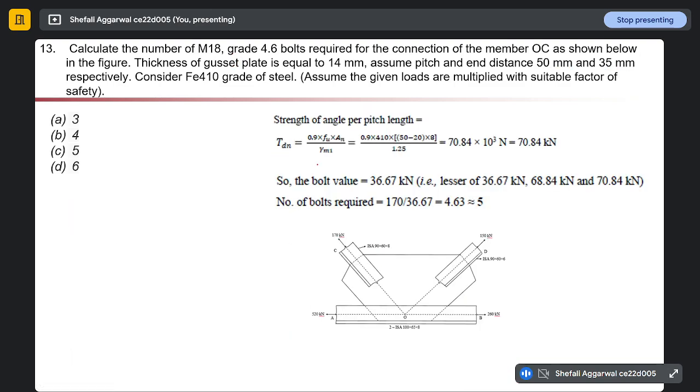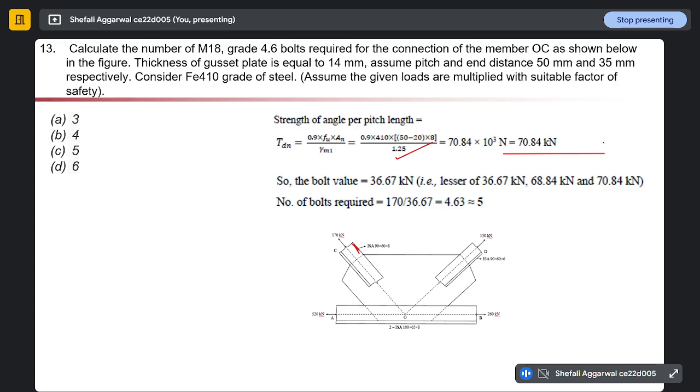Next thing is the strength of the angle per pitch length. The strength of the angle per pitch length is given by 0.9 f_u into A_n divided by gamma_m1. So f_u is given as 410. The net area A_n will be given by the total end distance minus 20, where 20 is our bolt hole, into the thickness of the plate, and then divided by gamma_m1 as 1.25. We get the strength of the angle per pitch as 70.84 kilonewton.